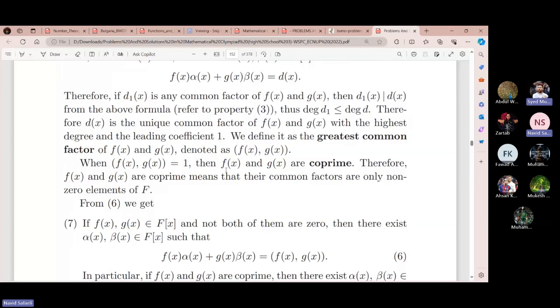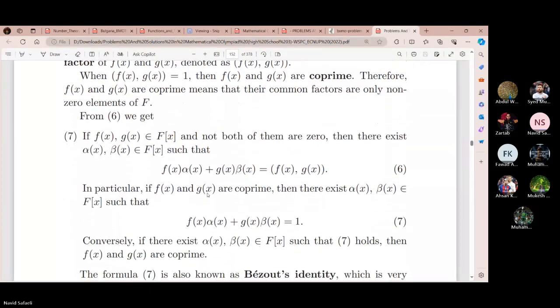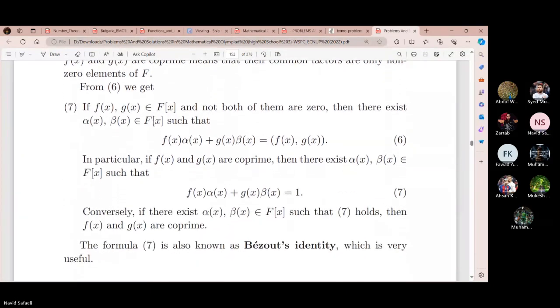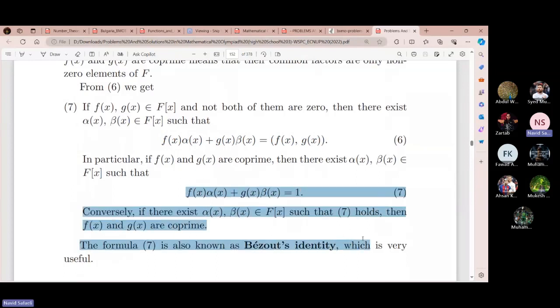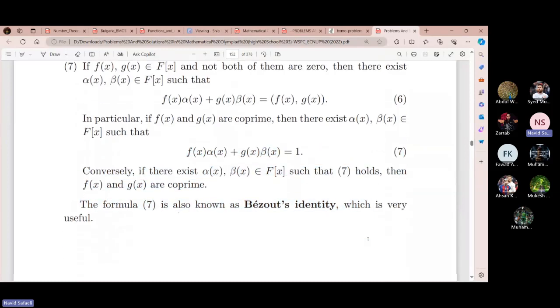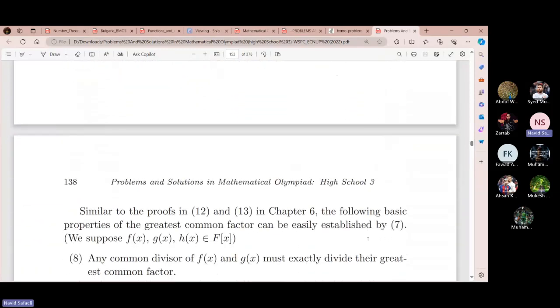Moreover, if F and G have no common factor, we call them coprime. And indeed, since we know, according to what we proved, that there are alpha and beta satisfying this, if they are coprime, we have this. And this is the Bezout identity, indeed analogous to the Bezout identity in number theory.